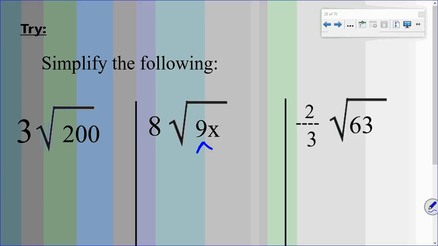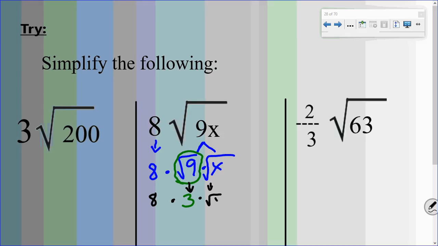So I'm going to break this down into 2 parts. 9 is being multiplied by x, so I'm allowed to split that up and put a square root sign. Remember I have 8 out here, so let me bring that down too because it's being multiplied by the square root of 9 times the square root of x. The square root of 9 is a perfect square. That's good, so that'll save us a little energy. Square root of 9 is 3. And we're going to multiply that by what's left: 8 times the square root of 9, we got 3, and we're multiplying that by the square root of x.